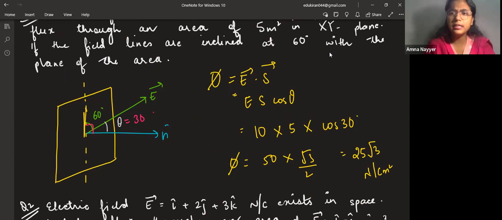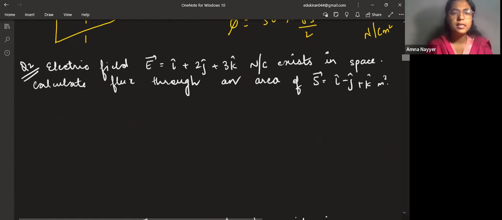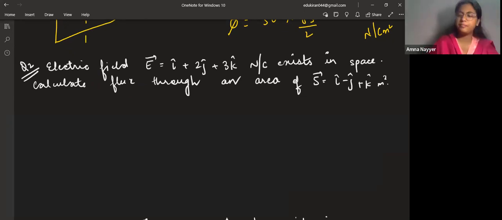One or two questions let us see from this part also before moving on to Gauss theorem. Two questions at least. So this question says, electric field E is equal to i cap plus 2j cap plus 3k cap exists in space. You have to calculate the flux through area S equal to i cap minus j cap plus k cap. Now, all of you who do not have your concepts well built in dot product, this would be a revision also of dot product. Just pay attention.